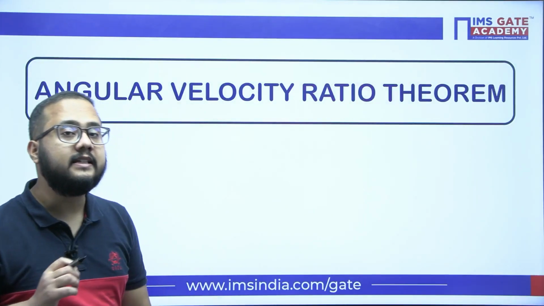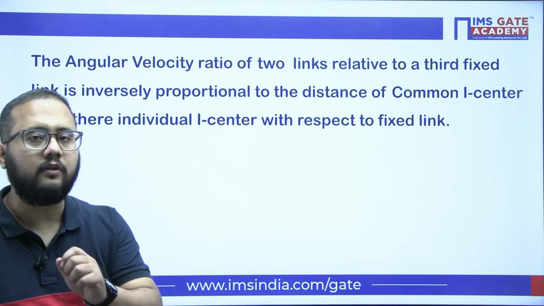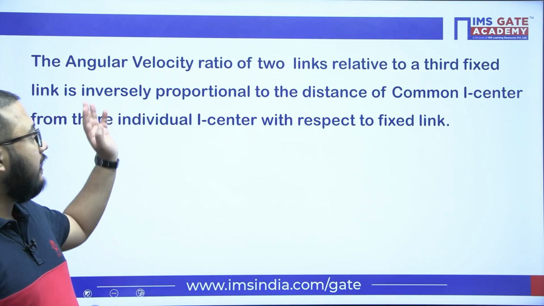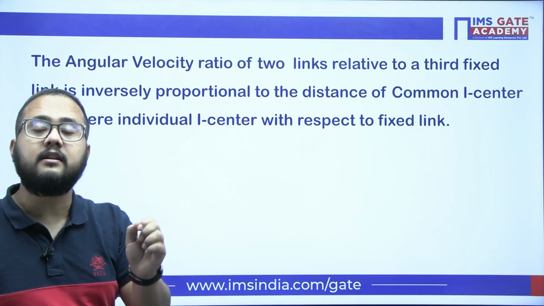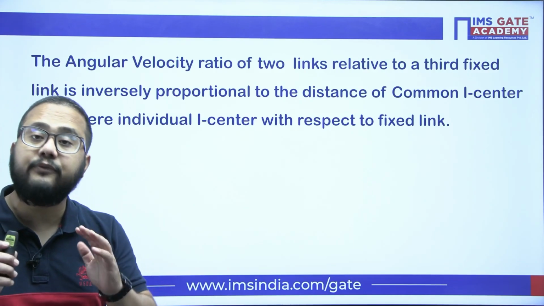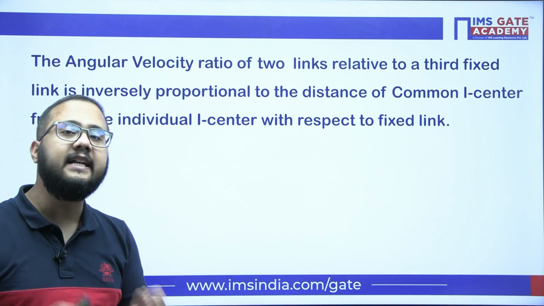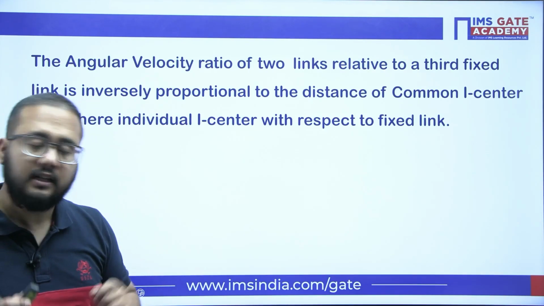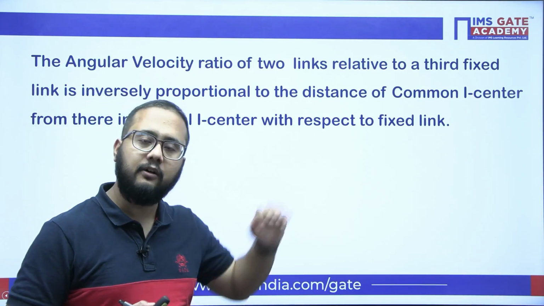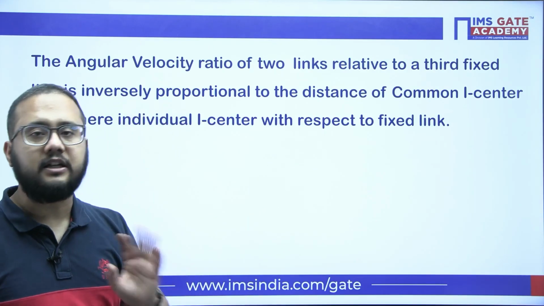First of all, we will see the definition of the angular velocity ratio theorem. So, the angular velocity ratio of two links relative to a third fixed link is inversely proportional to the distance of the common eye center from their individual eye centers with respect to the fixed link. So, that is the definition part. Now, let us see how we can write down the ratio.